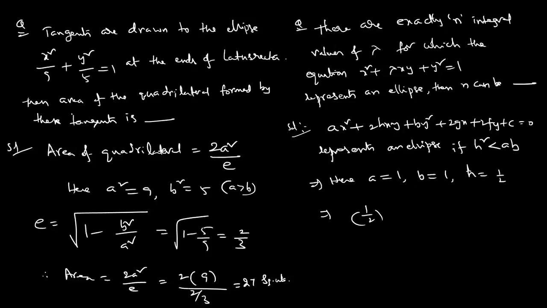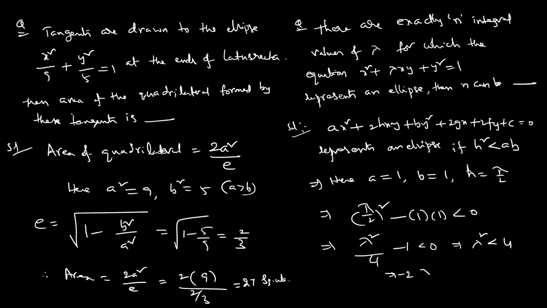So therefore, put this value. (λ/2)² minus a into 1, b into 1 is less than 0. So λ²/4 less than 1, so λ² less than 4. That means minus 2 less than λ less than 2 is coming. What are the integral values here, dear students? I can take minus 1, 0, 1. Therefore, how many are there? n is equal to 3.